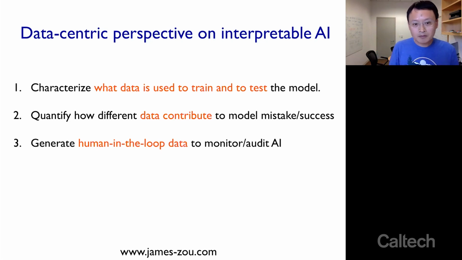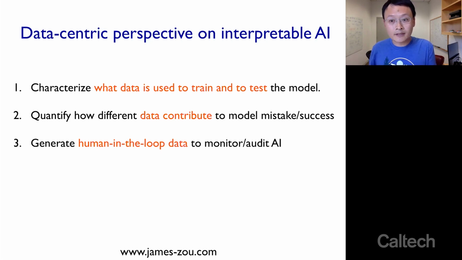When I think about this problem, there are basically three questions that I would like to ask, and that forms the three steps of this framework. The first question is, what is the data that went into training and, critically, into testing these models? The second step is, once we know what data went into training, can we quantify how different types and sources of data interact and contribute to the model's success or to the model's mistakes? I would like to do that mathematically and more quantitatively.